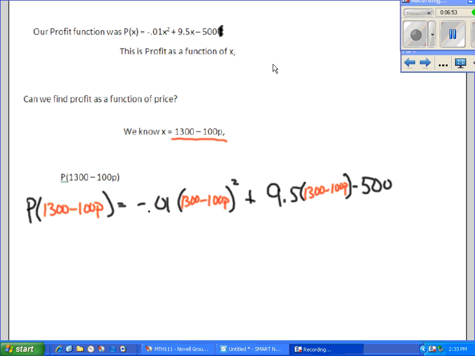Okay, going back to that profit function example again. The profit function we came up with, we had x squared over 100, so I went ahead and made it negative 0.01 x squared plus 9.5x subtract 500. This is profit as a function of x, the number of units. So now we're going to go back and find profit as a function of the price. I already knew that x was 1300 subtract 100p. So what we're going to do is replace the x with the 1300 subtract 100p. And so again, it's a substitution. And you can go ahead and do the simplification. It's not real important.